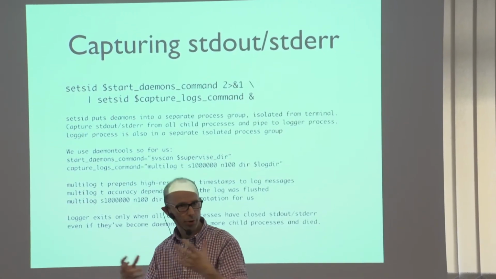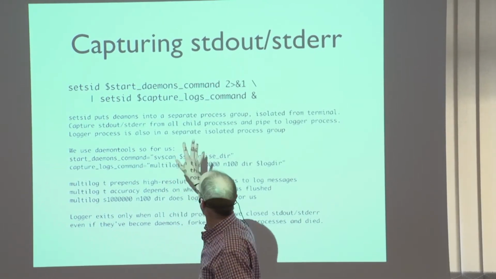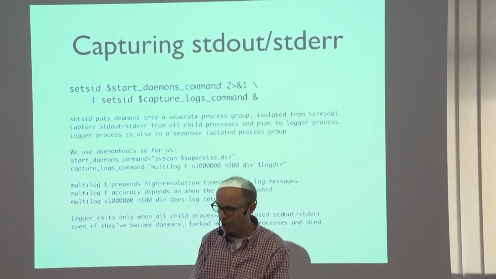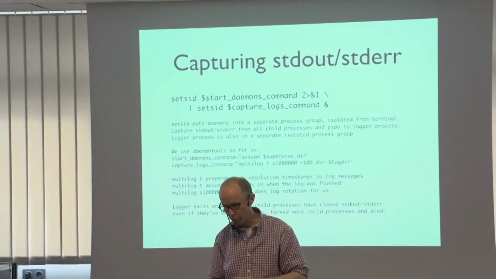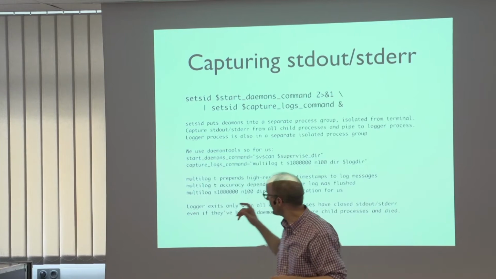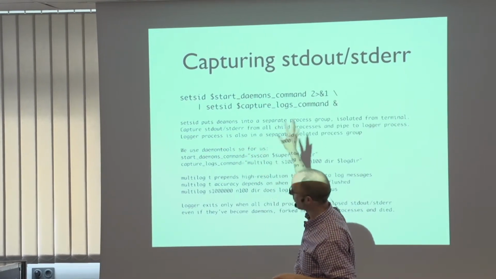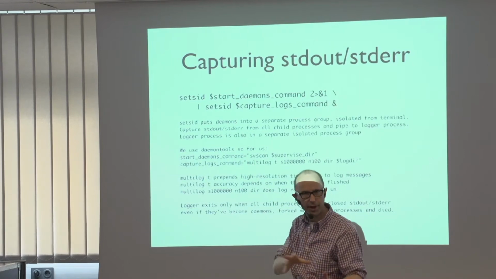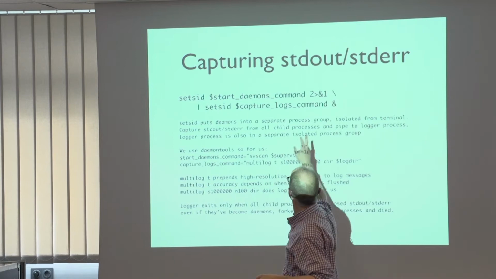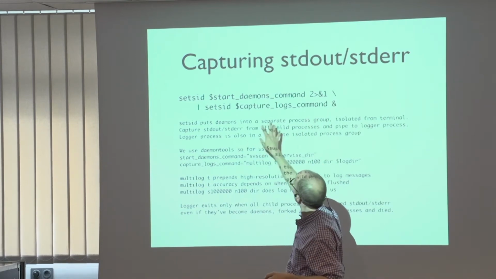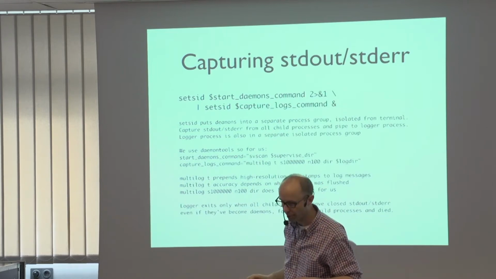So how do we capture all the stdout and stderr? Now that's a little more tricky than it seems. We run all our production stuff under setsid as daemons, so you start them up and they all run. What setsid does is it puts the daemon starting stuff in a separate process group, so it's detached from the terminal. And then we capture stdout and stderr and pipe it into something that captures the logs, which also is in a separate process group.